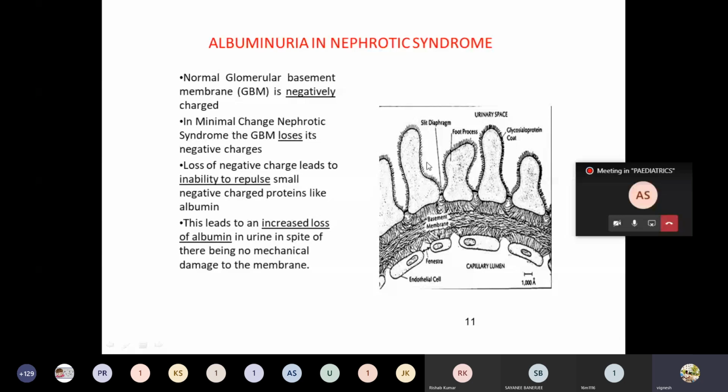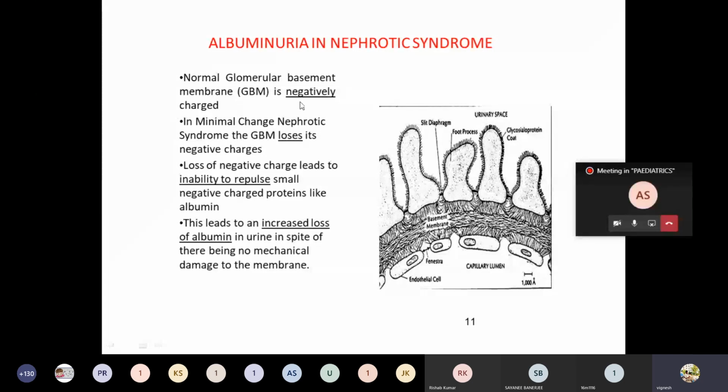Here is the slit diaphragm as we already discussed. These are foot processes. Once again I am repeating this, and this is the capillary lumen here. These are endothelial cells. This is a basement membrane. This is the place where the slitting will occur. Because of this slitting, the negative charge which is present will be lost here. Because the negative charge is lost, the albumin will seep into the urine. So that is called albuminuria.